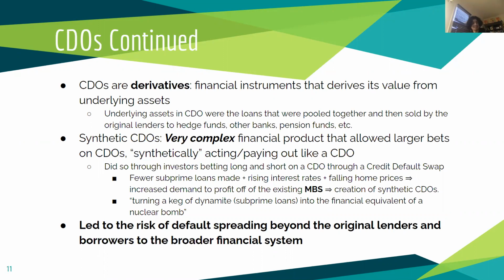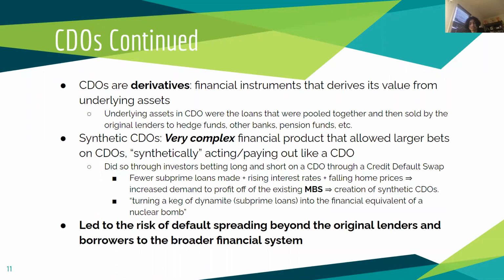The CDOs themselves weren't that bad in all honesty, but what really set it off were synthetic CDOs, which are even more complex than CDOs. They pretty much allowed bets on the CDOs themselves. Basically, what a synthetic CDO did is that they were on the opposite side of credit default swaps, which Cassie will talk about in a little bit.